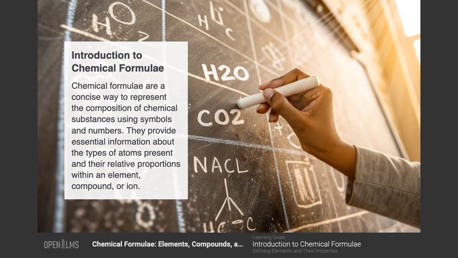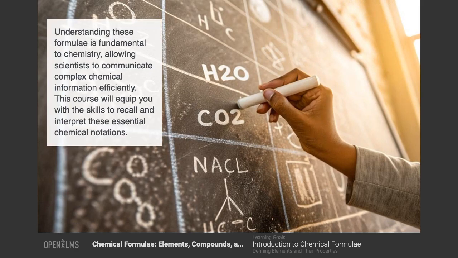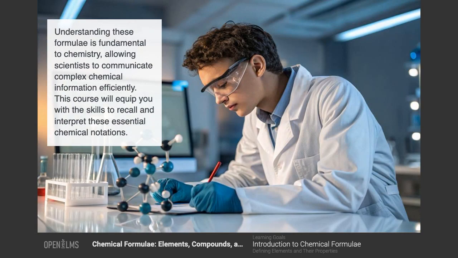Introduction to chemical formula. Chemical formulae are a concise way to represent the composition of chemical substances using symbols and numbers. They provide essential information about the types of atoms present and their relative proportions within an element, compound, or ion. Understanding these formulae is fundamental to chemistry, allowing scientists to communicate complex chemical information efficiently. This course will equip you with the skills to recall and interpret these essential chemical notations.